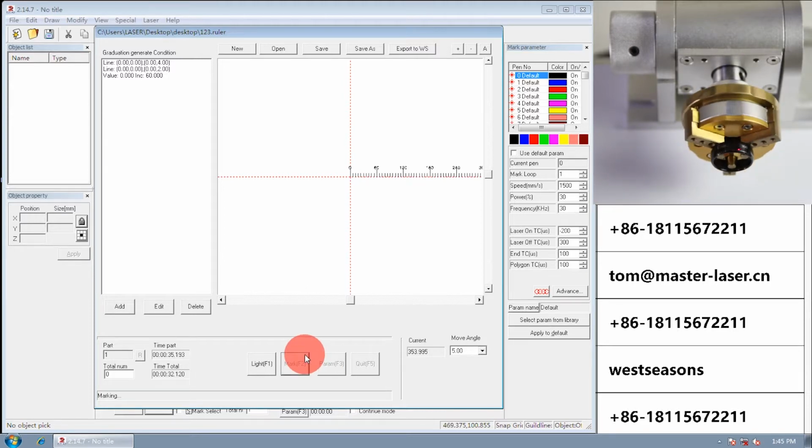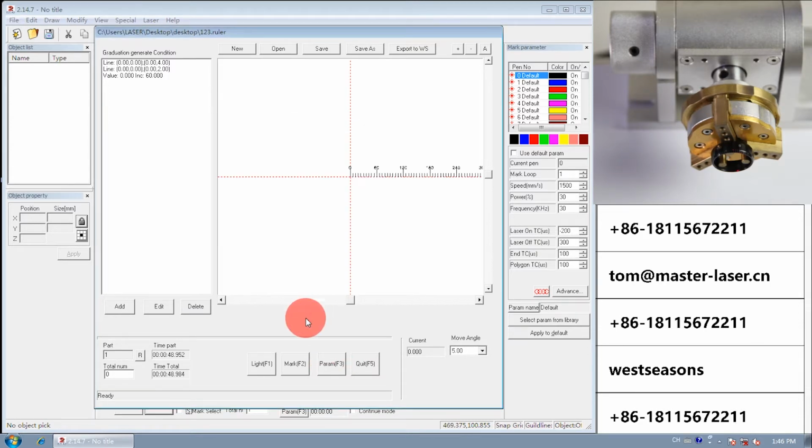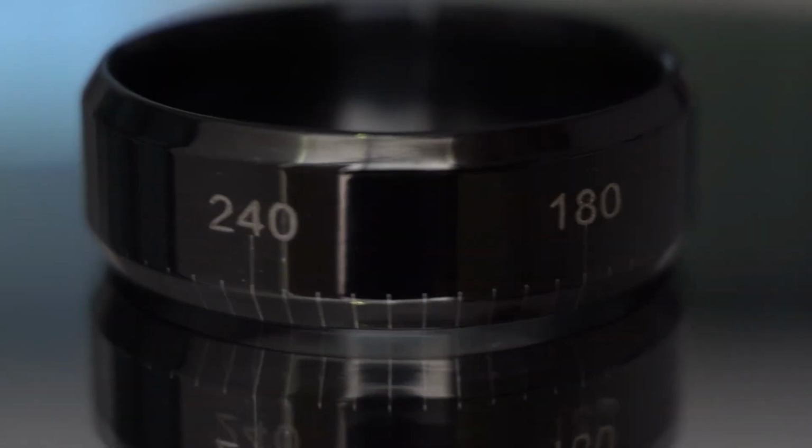When the marking is finished, the rotate table will go back to the start position. Unchoose go to start position after finish. Mark. The rotate table will stop after finishing marking.